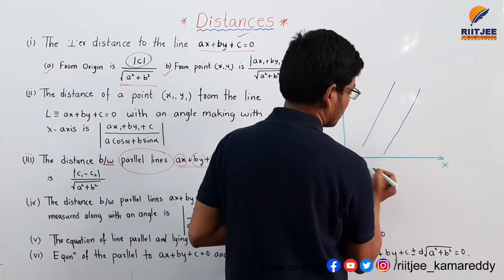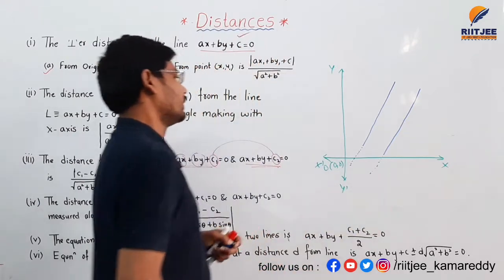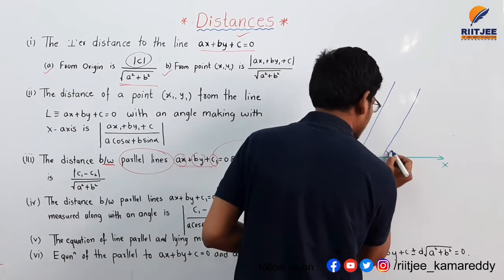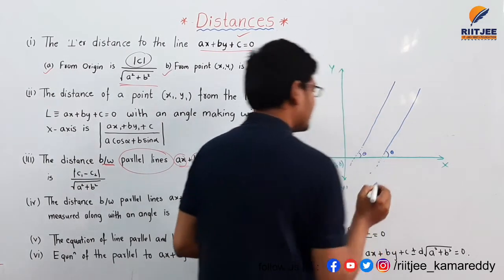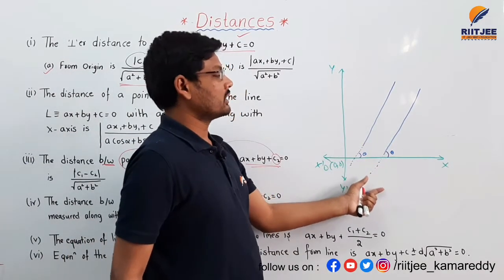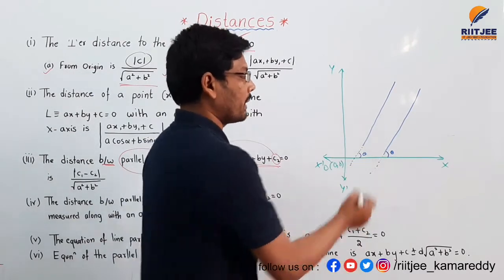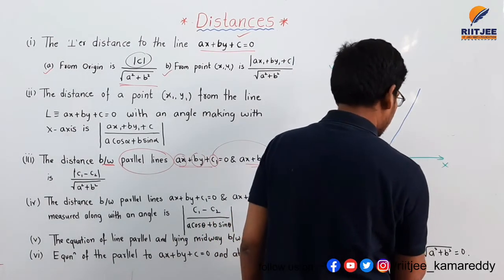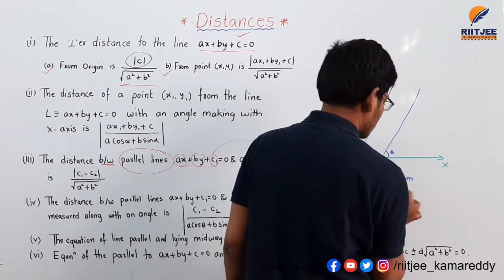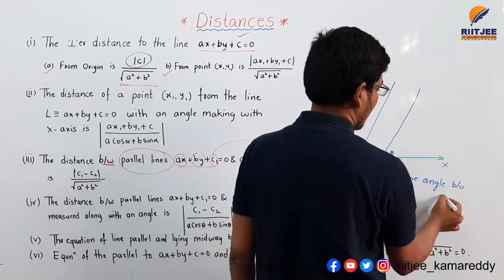If you extend these two lines like this, they will intersect an axis here. They will intersect the axis with the same inclination. Two parallel lines make the same angle with the axis here. If you take any axis, x axis or y axis, parallel lines have the same angle with the axis here.